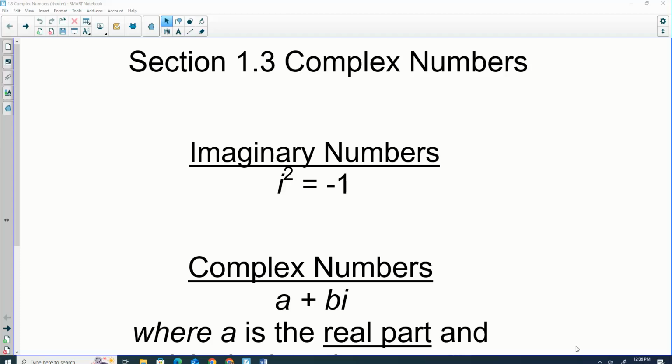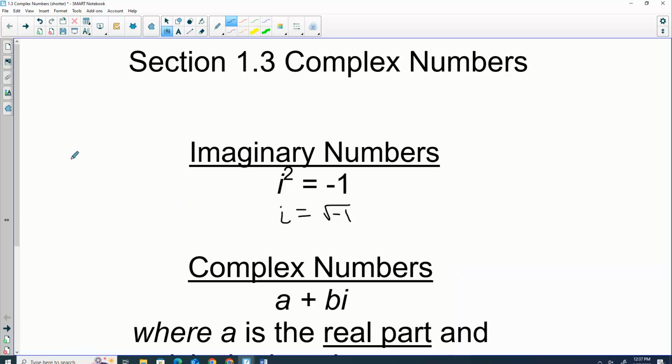So the definition of i squared is equal to -1, which then means i is the square root of negative 1.